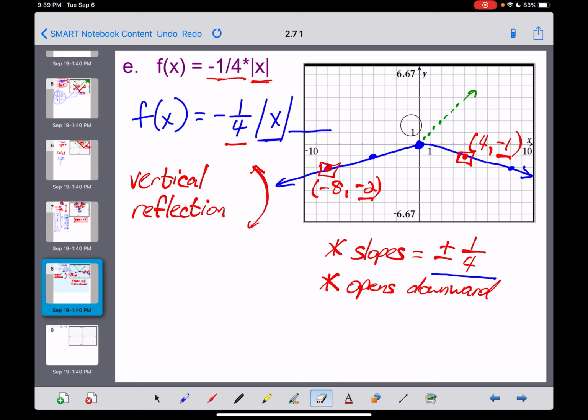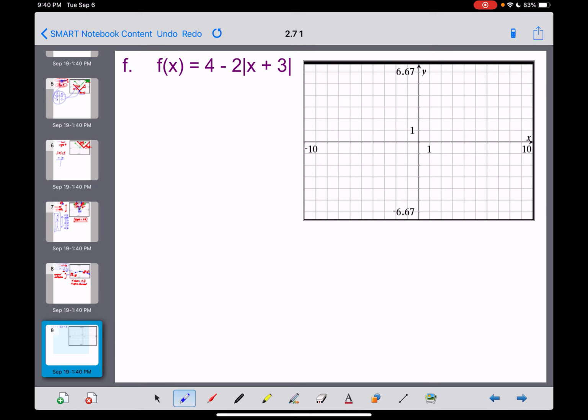So I suppose if I wanted at this point, I could erase my parent graph. There you go, guys. That's what that graph in blue looks like. That is the graph of f of x equals negative 1/4 times the absolute value of x. And one last example, guys. Let's put it all together now. This one has a lot going on here.